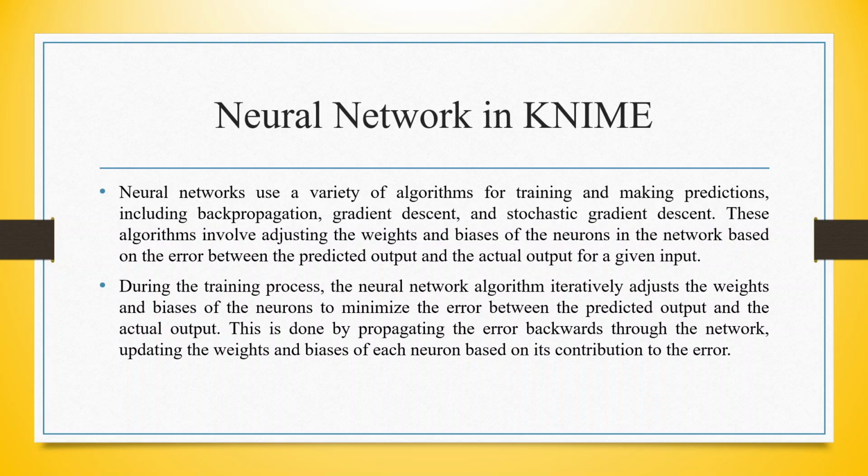During the training process, the neural network algorithm iteratively adjusts the weights and the biases of the neurons to minimize the error between the predicted output and the actual output. This is done by propagating the error backwards through the network, updating the weights and biases of each neuron based on its contribution to the error. Now let's see how we can do this in KNIME.